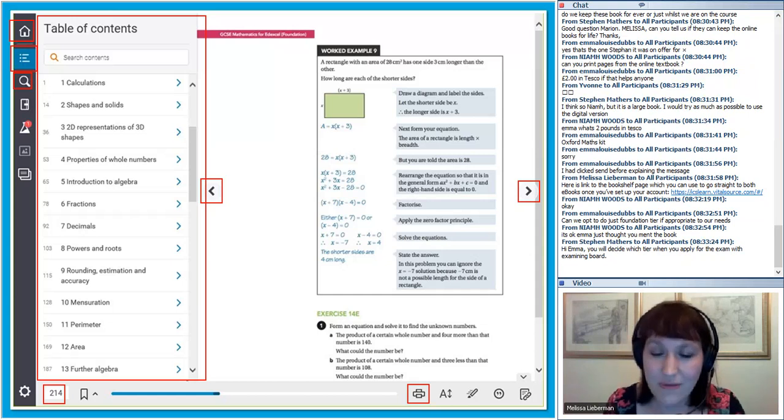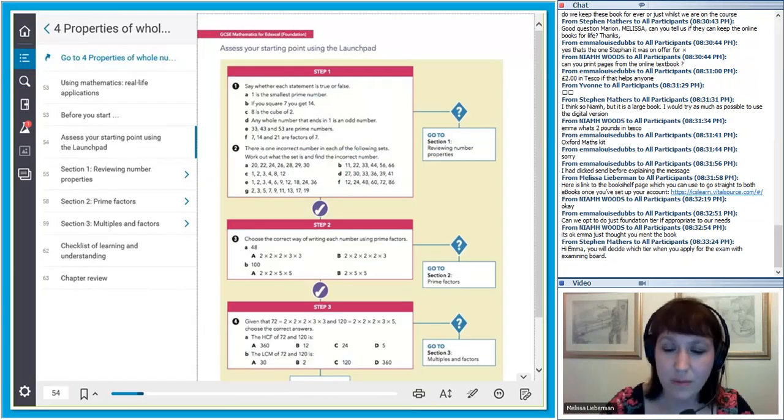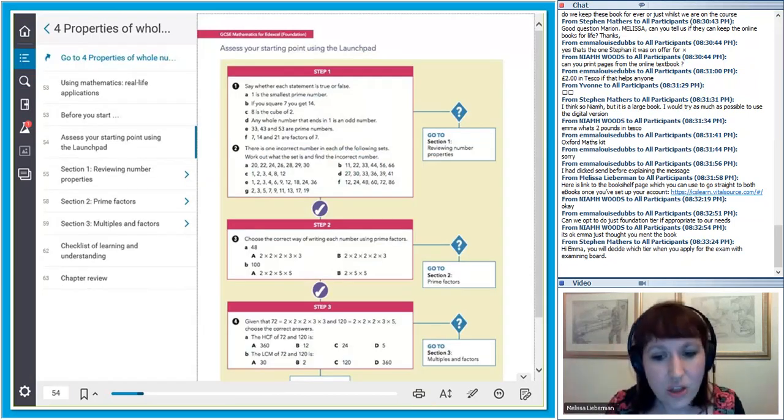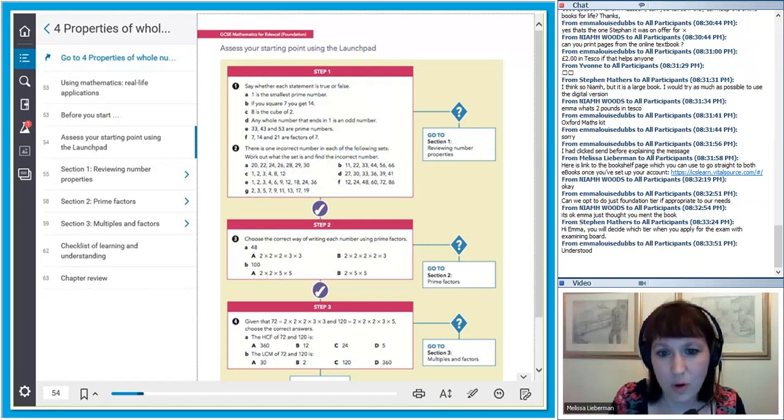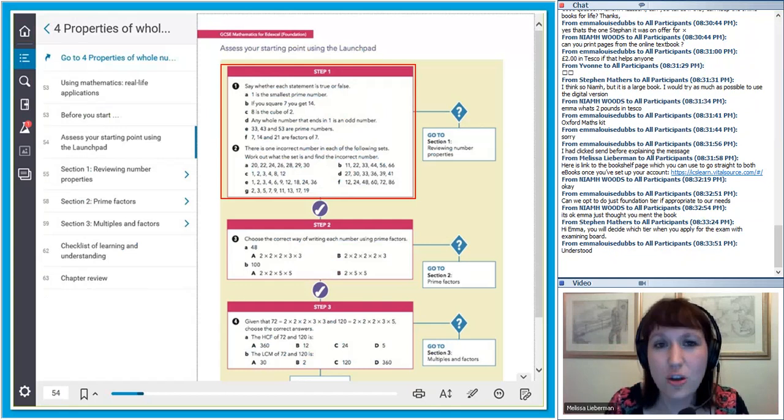Okay, so that's how you navigate around the textbook. Notice at the start of each chapter they have something called a launch pad, and that's because everyone is at a different level in their learning. If you go to one of these sections, for example, step 1, and you find that you can answer all of those questions quite easily, then it means that you don't need to do that section in the textbook.